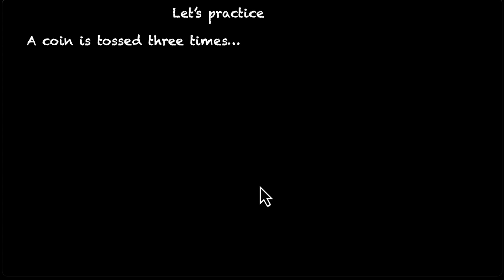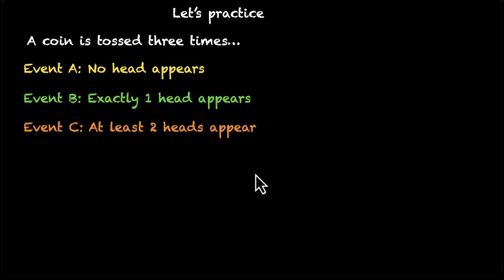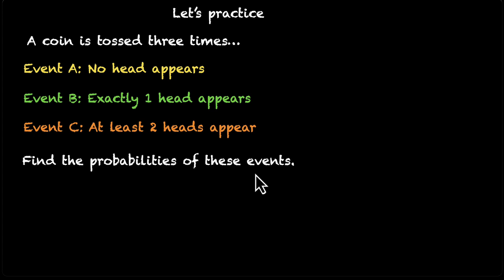Okay, so let's quickly practice what you've just learned. Let's say we have this scenario where a coin is tossed 3 times. And let's say we have these 3 events. Event A is when no head appears in all 3 of them. Event B is when exactly 1 head appears. And event C is when at least 2 heads appear. Find the probabilities of all 3 of them. Pause the video, think about it.